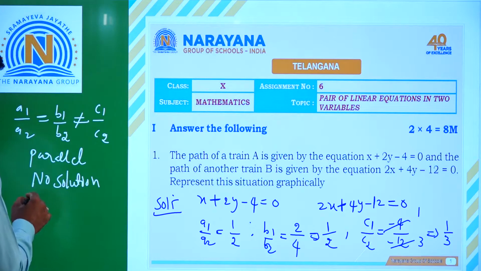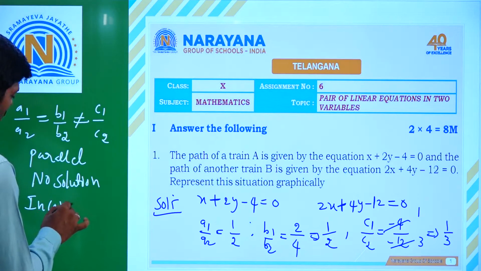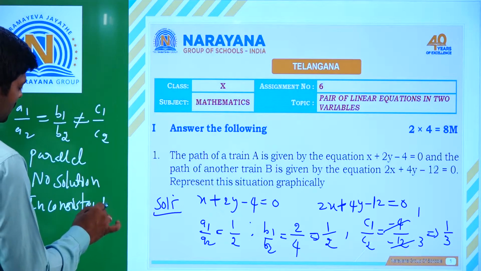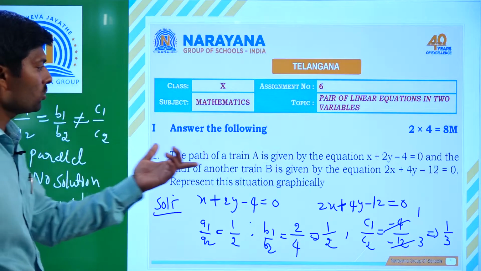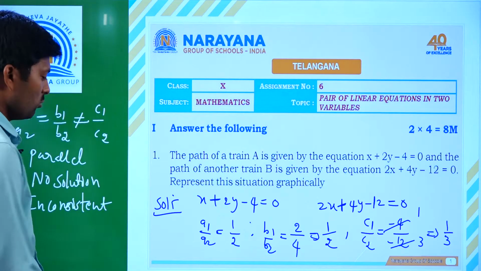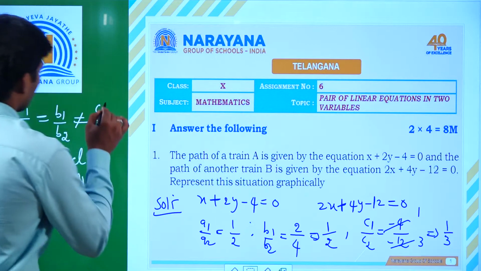Is it consistent or not? It is an inconsistent system. Now, we have decided the nature of the lines. Now, we have to draw the lines. Before going to that, first we have to find the coordinate points.